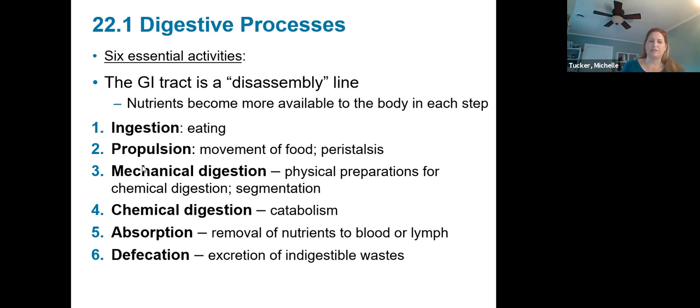Then we'll begin with mechanical digestion. We're going to break it apart. We're going to mash it up. We're going to separate it into smaller pieces. Chemical digestion begins in the mouth and will continue through the digestive system. We'll talk about propulsion of food, and that process is called peristalsis. And we're going to spend a little bit of time discussing the difference between peristalsis and segmentation.